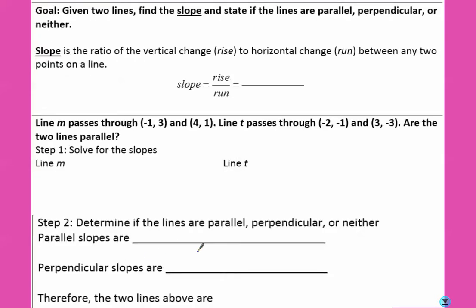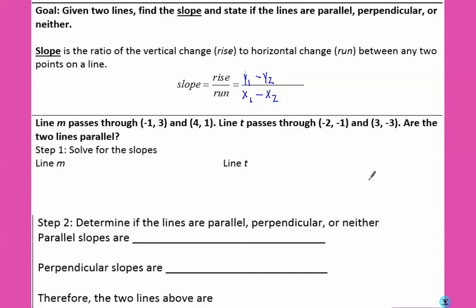So, think back. Given two lines, find the slope and state if the lines are parallel, perpendicular, or neither. So first, let's remember that slope is the ratio of the vertical change or rise to the horizontal change or run between any 2 points on a line. And the formula we use for this is y1 minus y2 over x1 minus x2.